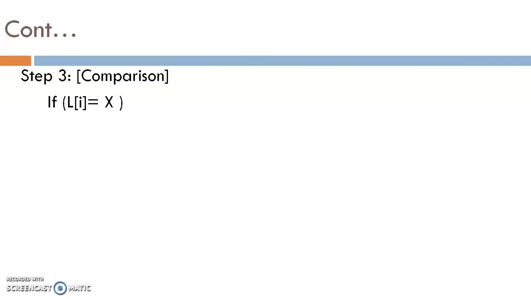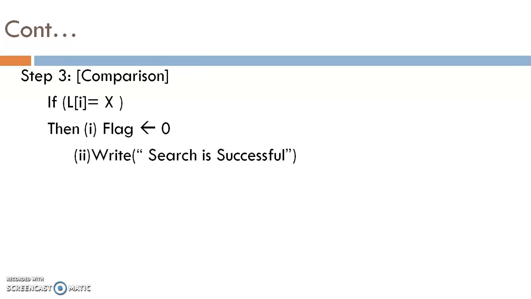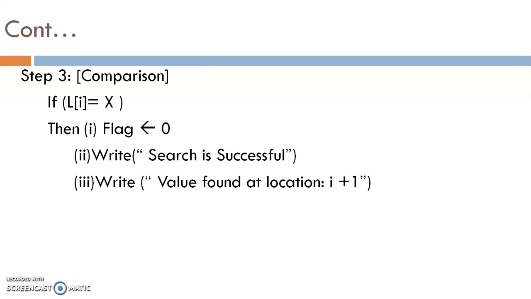Each and every array element, that is L of I, is compared with the searching element, which is X. If the comparison is done and both elements are equal, then I have to set the variable flag equal to 0. It means I found the searching element, and the message will be printed: search is successful, and the value found at location is I plus 1.